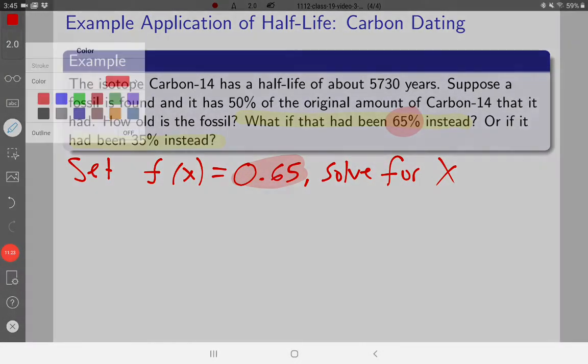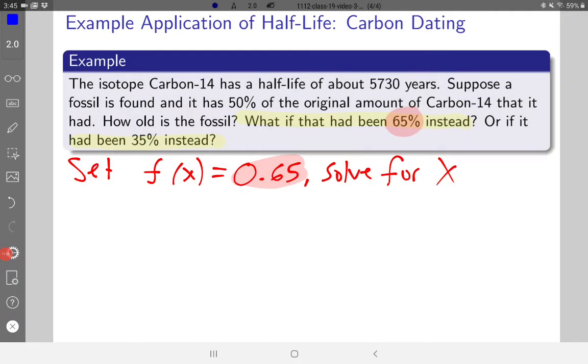Here's what I'm going to do. I'm going to set our exponential decay function, f of x, equal to 0.65, that's 65%. Remember that we set this up so that the function f outputs the proportion of the original amount of carbon-14 it had left. So when I say, what if it had been 65% of the original amount, that's asking what input will make the output equal 65%, or 0.65.